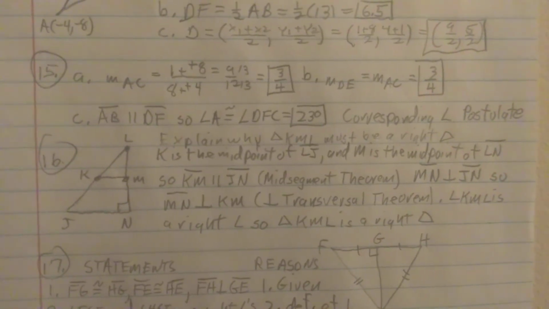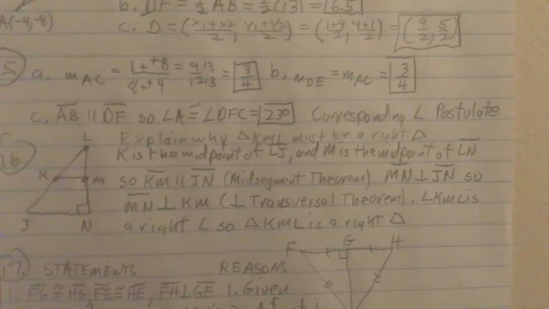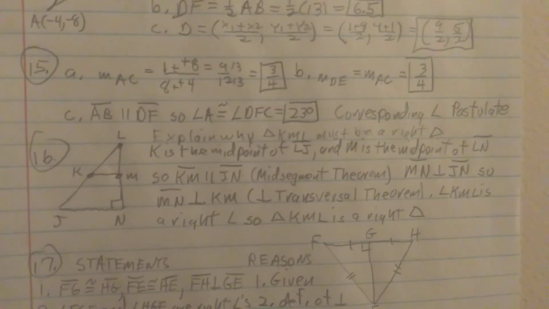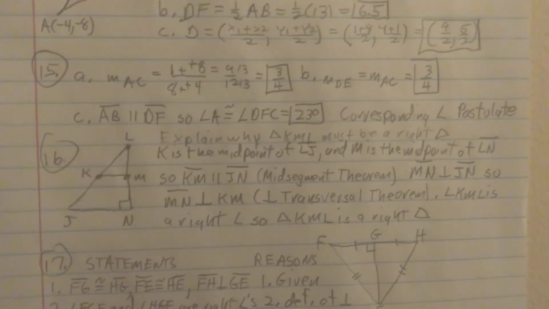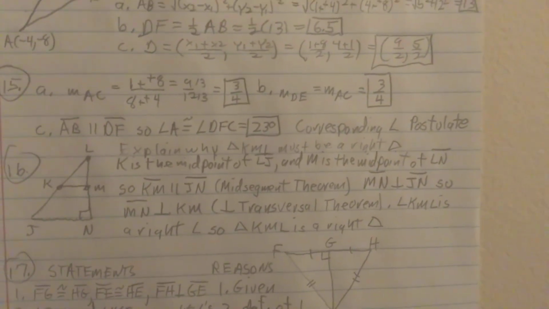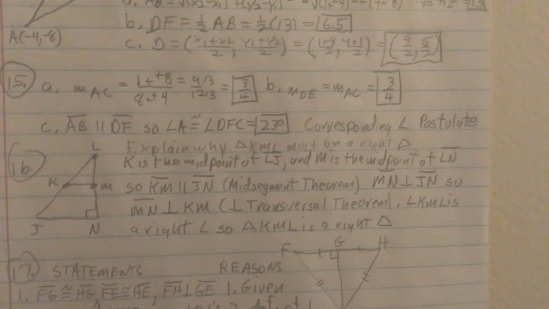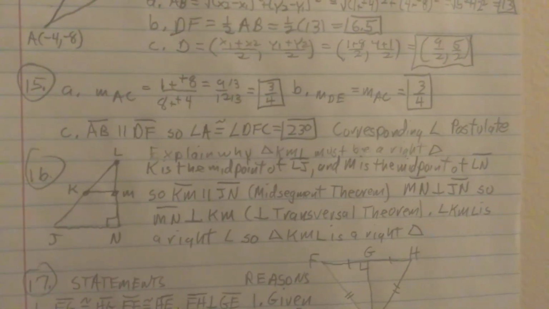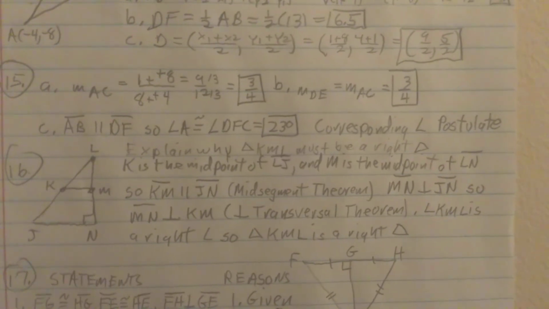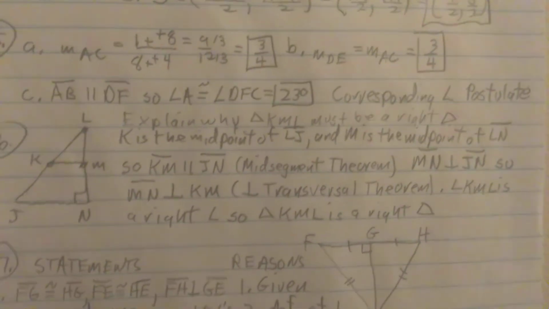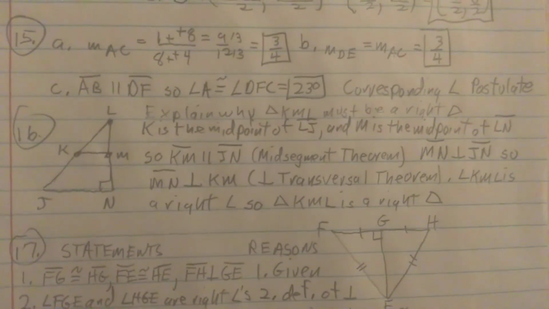Now 16 uses the mid-segment theorem to explain why triangle KML must be a right triangle. So given that K is the midpoint of LJ and M is the midpoint of LN, we have KM parallel to JN by the mid-segment theorem, and given that MN is perpendicular to JN, so that MN is perpendicular to KM by the perpendicular transversal theorem, therefore angle KML is a right angle, so triangle KML must be a right triangle.